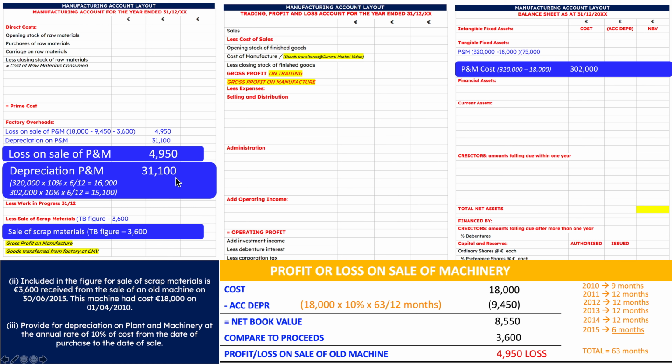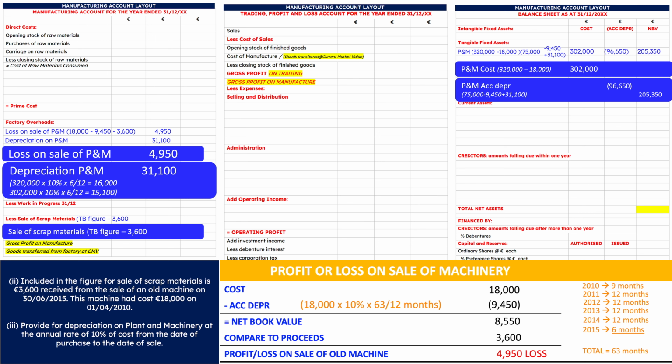15,100. Altogether 31,100. I'll add that 31,100 to my accumulated depreciation, and I will take away the accumulated depreciation from the sold machine. So when I sell a fixed asset, I minus the cost from the cost, and I minus the accumulated depreciation on it from the accumulated depreciation. So overall, I've got 302,000 euro, 96,650 euro, and 205,350 euro. And that is the 2016 plant and machinery adjustments complete there.